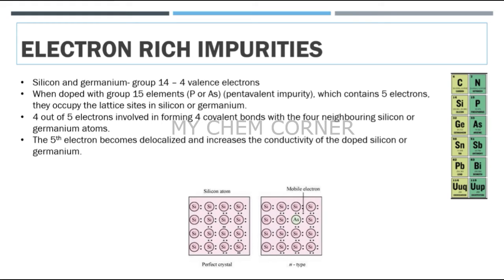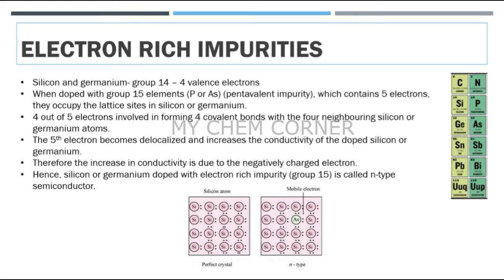Now, when it moves around, it is going to conduct electricity in the electron-rich impurity type of semiconductor. So here, you're going to increase conductivity, and this increase in conductivity is only due to that negatively charged electron, the 5th electron present in this. So because you have that extra electron, this type of semiconductor, where silicon or germanium is doped with a group 15 element, is called an N-type semiconductor.